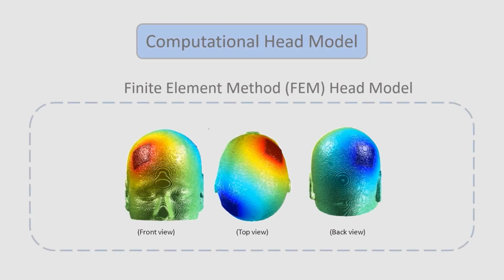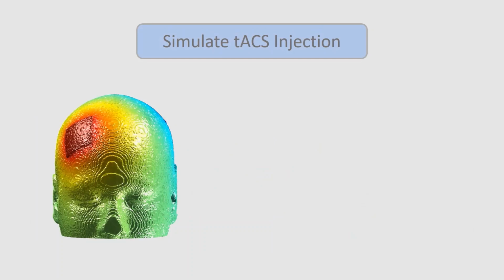For the computational head model, we have built a 3D model using the finite element method. This is done using an open source tool called ROAST. After creating the FEM model, TACS electrodes are placed onto the scalp. TACS is then injected onto the model.